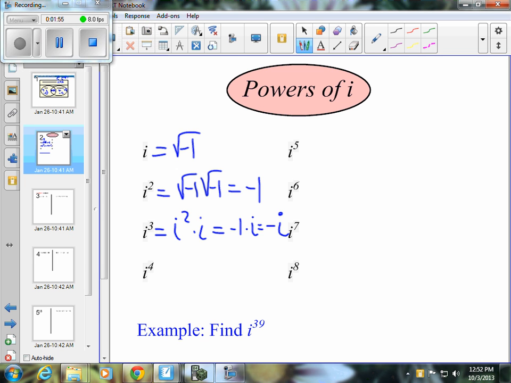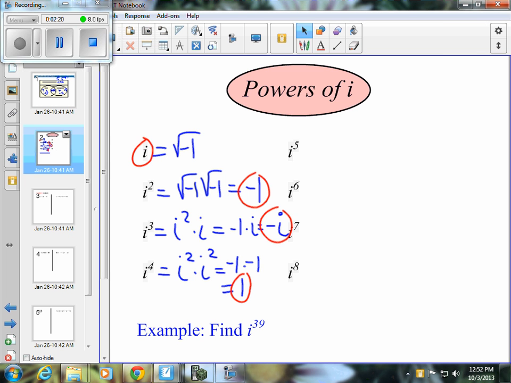So i to the third is equal to the opposite of i. Then i to the fourth, I'm going to use i squared times i squared. That's the easiest one. i squared is negative 1, so it's the same as negative 1 times negative 1. So i to the fourth is equal to 1. If you look at these four values, i, negative 1, negative i, 1, those are the four values that this is going to cycle through over and over.